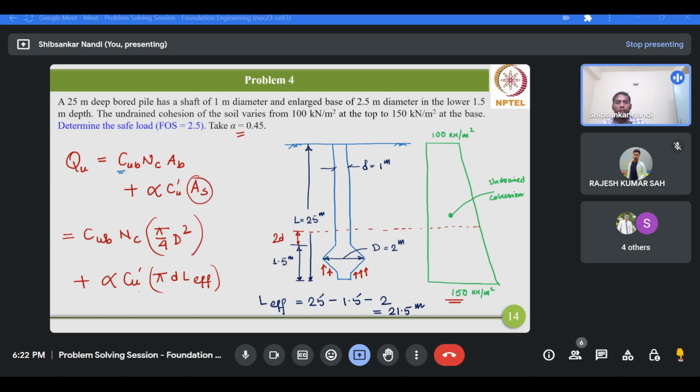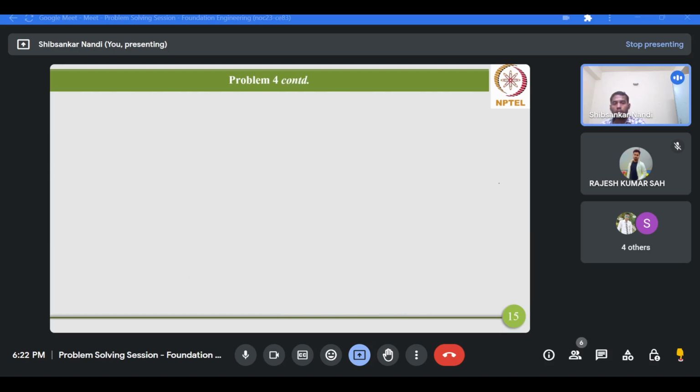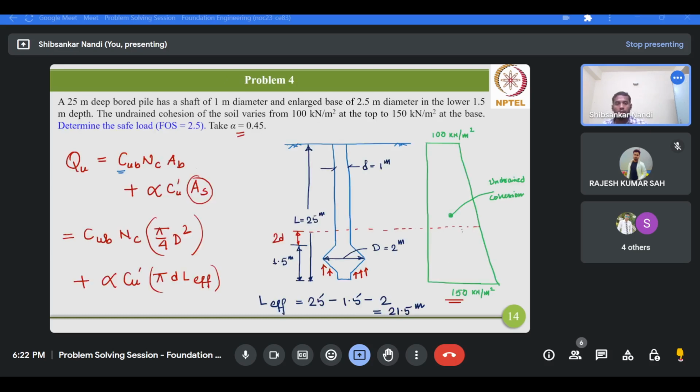Now coming to the variation of the undrained cohesion, or the value of undrained cohesion at this level, L effective. This is the L effective portion: the total length minus the length of the bulb minus this portion. This portion we are neglecting only because of the formation of a gap when the pile settles due to the application of external load. Are you getting my point?